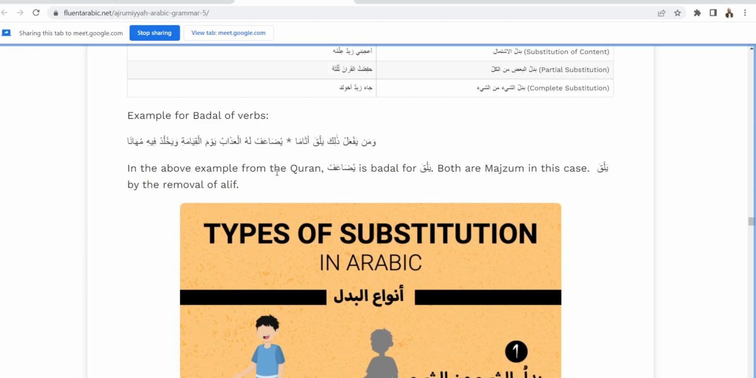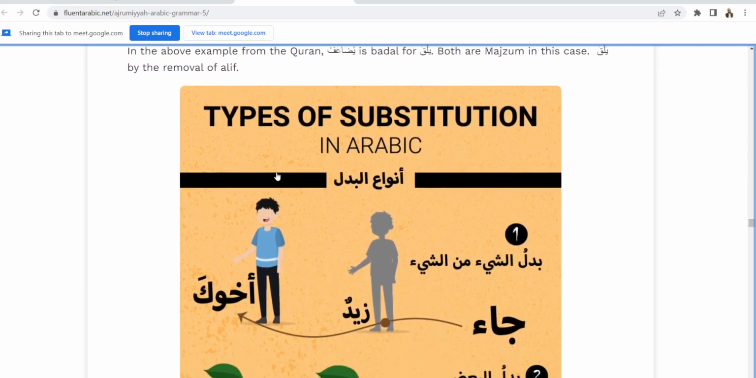Look here, يلقى is مجزوم. The origin of it is يلقى, and the sign of jazm is the deletion of the alif because it is from the حروف العلة. يضاعف له العذاب is بدل of يلقى. Okay? These are types of substitution.